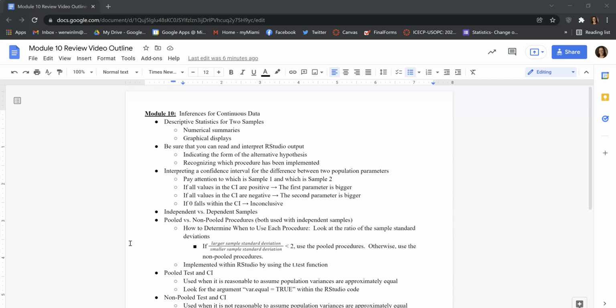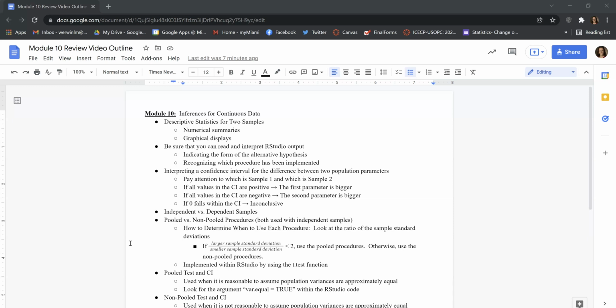A really useful graphical display that was presented was a comparative box plot. You can gain quite a bit of information about your different distributions based on looking at a comparative box plot. So it's important that you're able to read that graphical display and draw conclusions from looking at it.